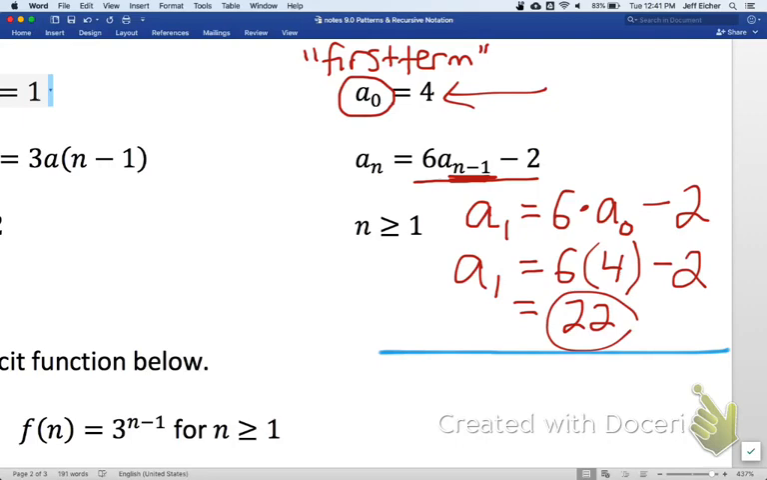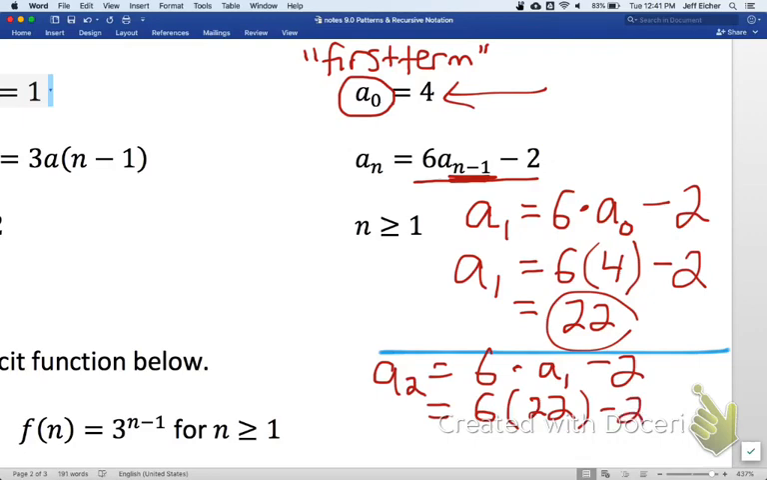And then we have a sub 2, our next term. We'd have 6 times a sub 1 minus 2. A sub 1 we just calculated as 22, minus 2. So that would be, let's see, 132, I think, minus 2. 132 minus 2 is 130.